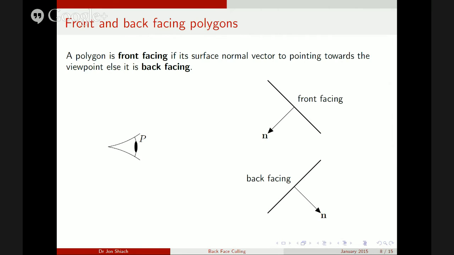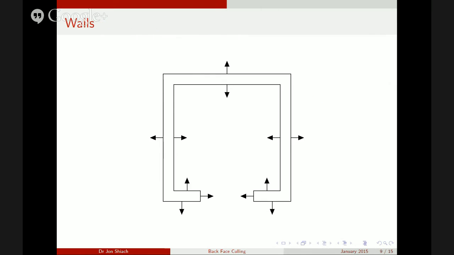I called it P here. The polygon on the bottom is back-facing because we're looking at the back of the polygon, where the normal vector is pointing away from where we're looking. So we're going to be dealing with front and back-facing polygons in hidden surface removal. And the backface culling method essentially removes any polygons which are back-facing. As simple as that.